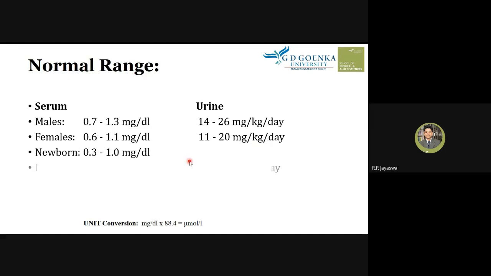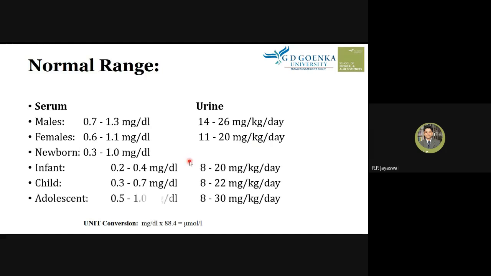Newborn, infant, child, and adolescent have different levels of normal range. And here we can convert mg per dl into micromole per liter. So mg per dl multiplied by 88.4 gives micromole per liter. So this is what we have studied about the procedure, principle, and normal range, and some general information about the creatinine test, which can be done with the serum as well as urine.